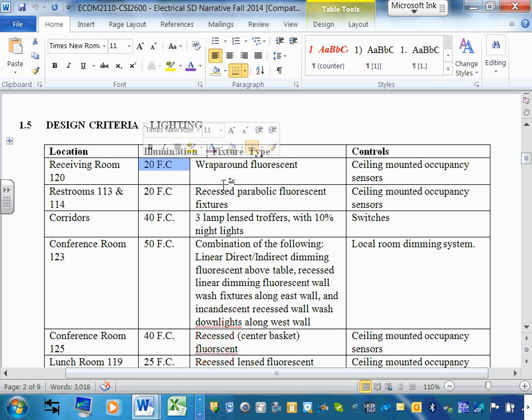Then, this is the illumination requirement, a fixture type. Not only do they give you how much foot candle you need in the receiving room, but what type of fixture you need to install. It's wraparound fluorescent. That's the type of the fixture. So how do I know that it's wraparound fluorescent?